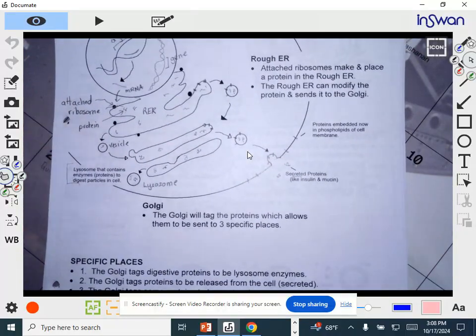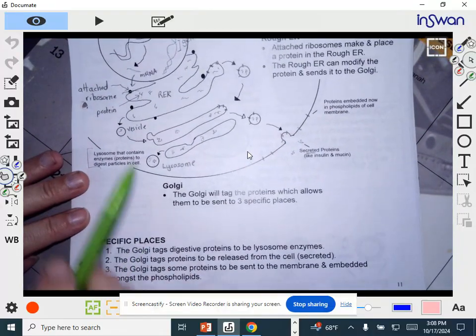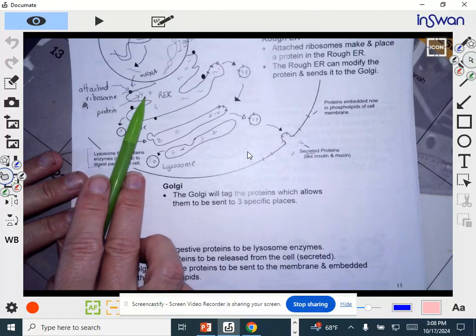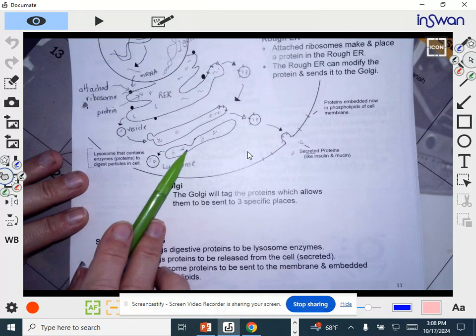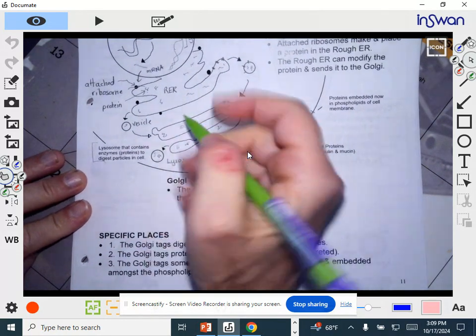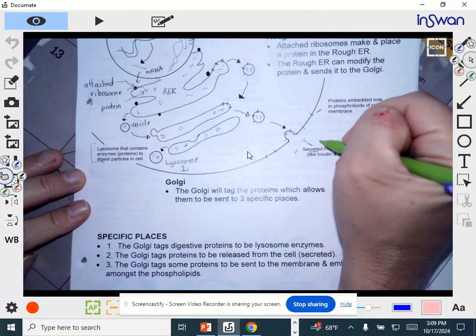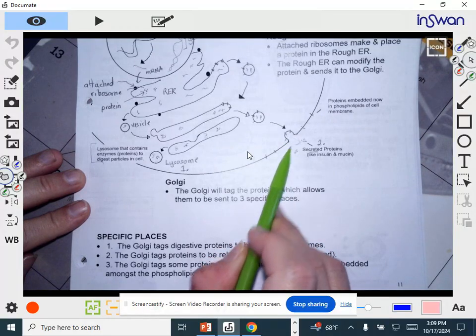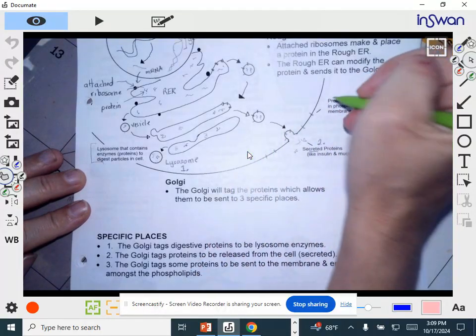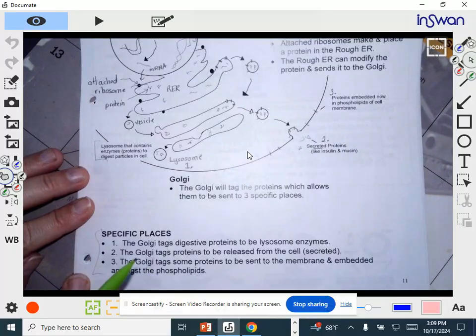All right, so again, most of this is just summarized for you right here, but there's 4 places, or let's just start with the 3 places. So attached ribosomes can make proteins, put them in the rough ER. The rough ER can modify them and send them to the Golgi. The Golgi can tag them and send them to 3 different destinations. 1, send them to a lysosome that's going to stay inside the cell. 2, put them in a vesicle that'll then eventually fuse and dump them outside of the cell. Or 3, embed some of those proteins in the membrane like you see right here. And that's summarized for you right down here.